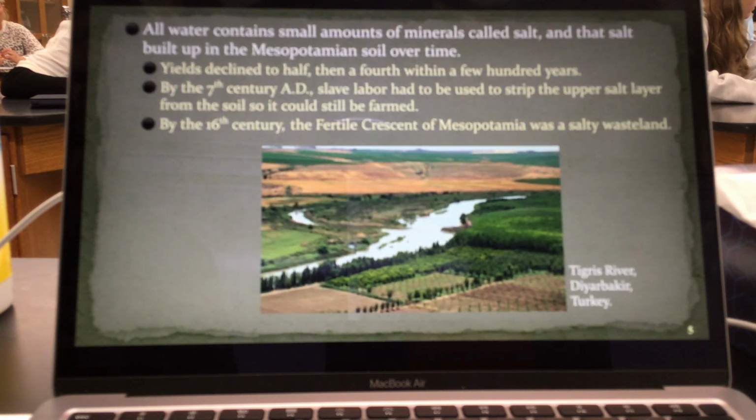All right, so what happened was, the water that they were using for irrigation from the Tigris and Euphrates contained salt. Okay, all water has a certain amount of minerals and salt in it. And as they were using that irrigation, salt started to build up on the Mesopotamia over years. Okay, salt is not good for crops to be growing in. So it built up this layer of salt. And those yields declined to half, then a fourth within a few hundred years. So more and more salt was sitting on top of the soil, and they were unable to produce yields of crop like they initially did.